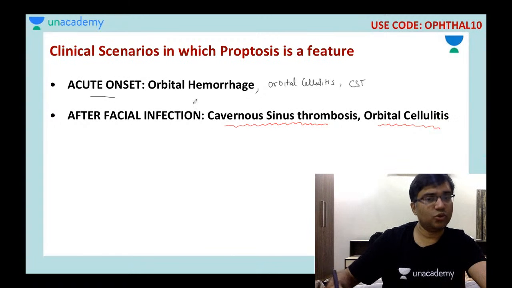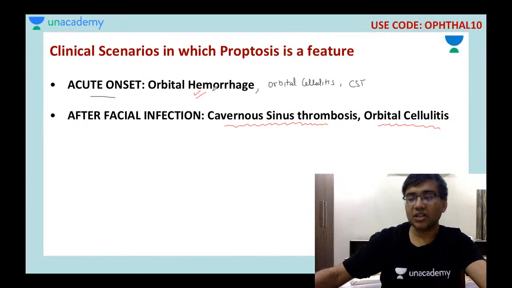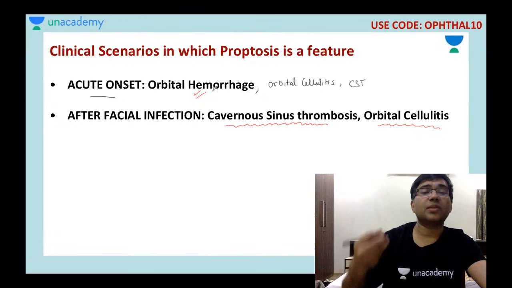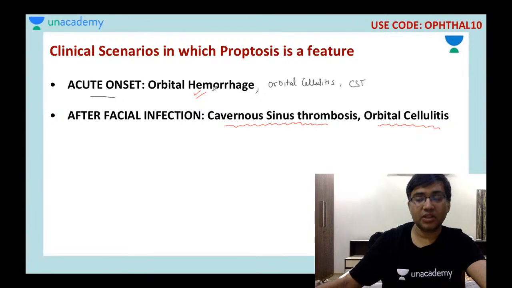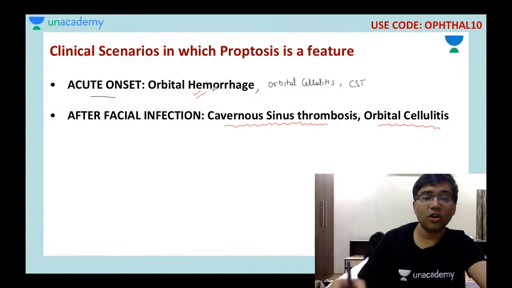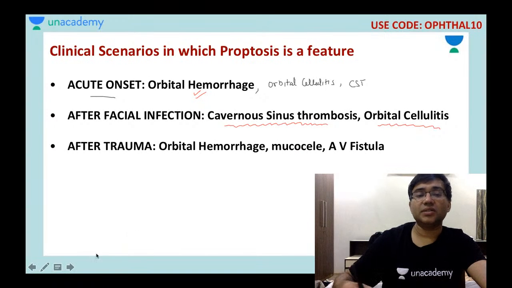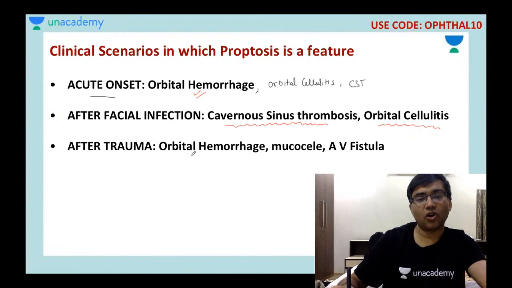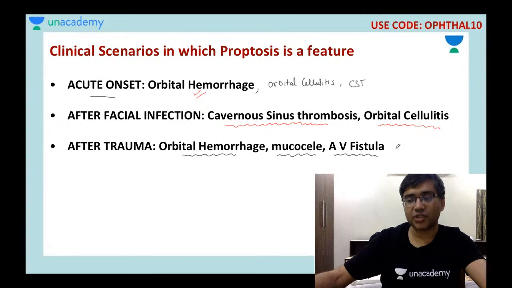So after trauma, you can have an orbital hemorrhage. What are the other things which you have to take care of in your mind? So sometimes mucocele can form. Sometimes there can be arteriovenous fistulas. So all of them can cause a proptosis after trauma. Okay, so I write it here: orbital hemorrhage, mucocele and arteriovenous fistulas.